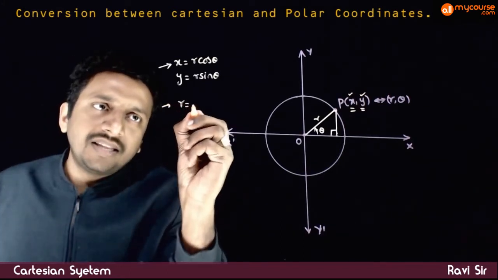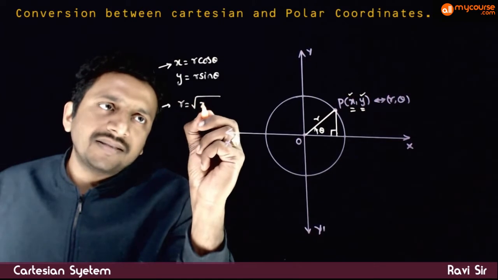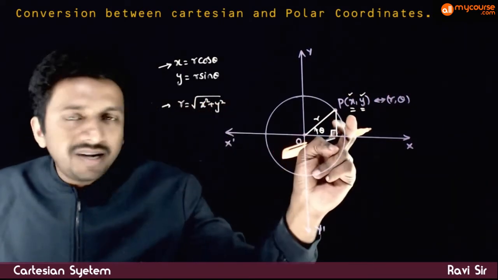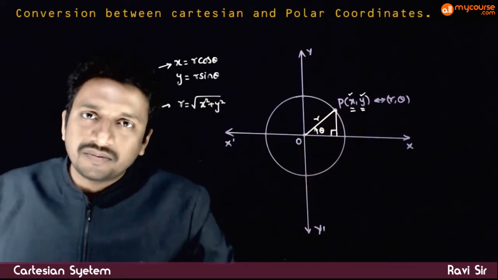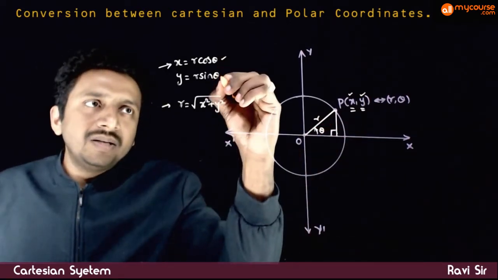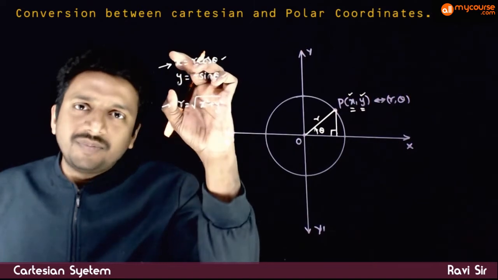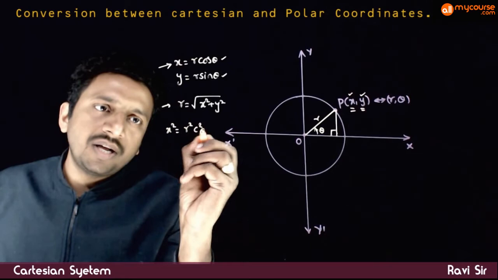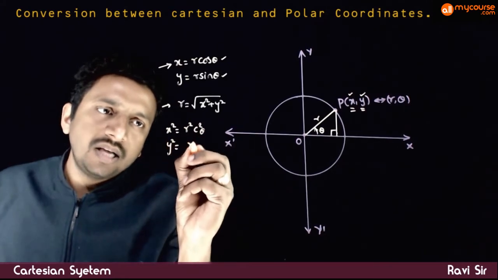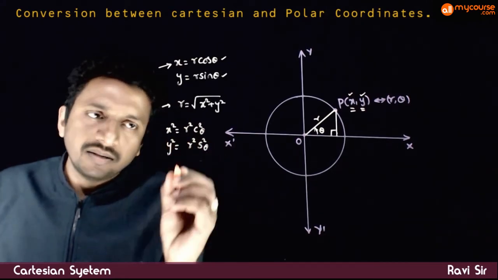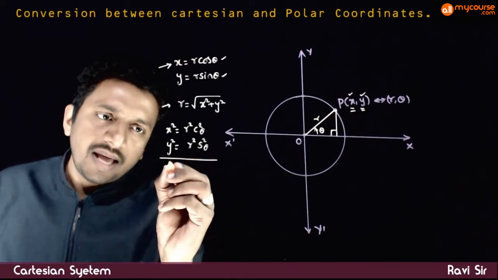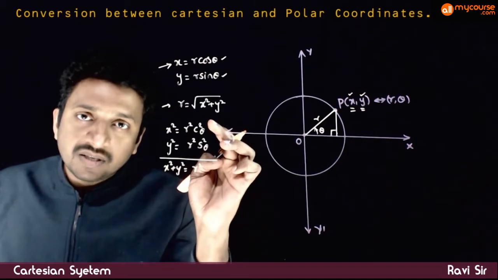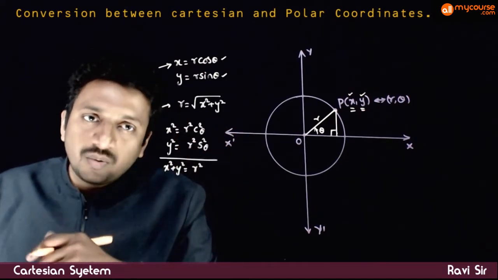So r is nothing but root of x square plus y square. That is the distance of the point x comma y from origin. Or you can also square this and add: from these two equations, x square is equal to r square cos square theta, y square is equal to r square sin square theta. So if you add these two, x square plus y square is equal to r square times sin square theta plus cos square theta, which is equal to 1.